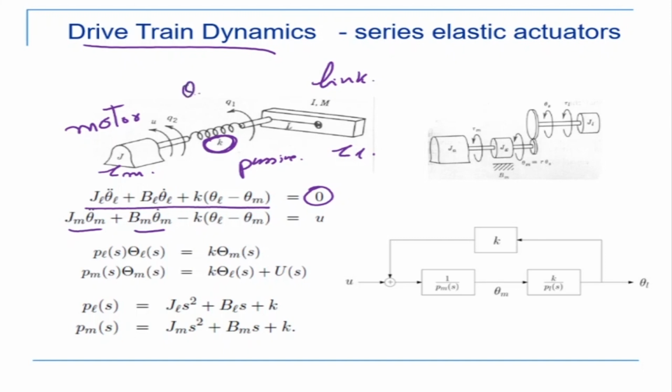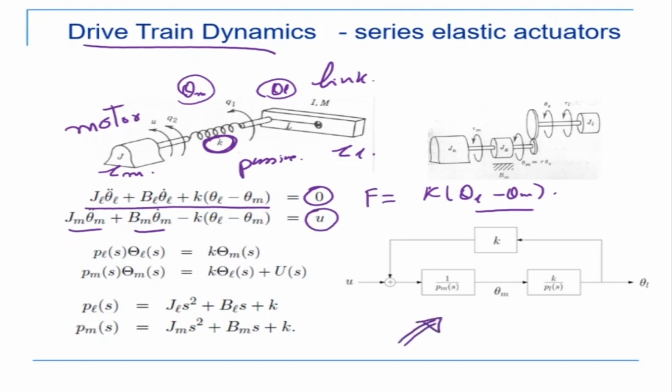So this is my theta M on this side, and theta L is on that side. Effectively the difference between this and this is going to be K into, so F is equal to K into theta L minus theta M. And here the motor is giving the input, so I'm having my input U. In terms of control system block diagram, we draw it like this. So from this equation and this equation, we write our block diagram this way.